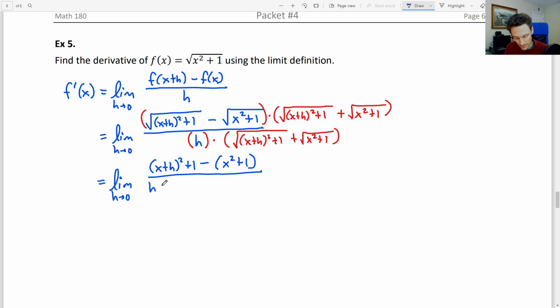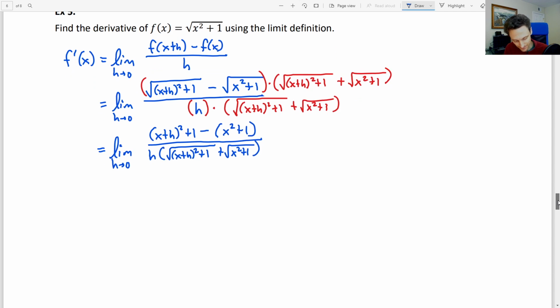Now on the bottom, we're going to leave everything factored. In fact, I'm not even going to bother to expand out the x plus h squared. Later, we're going to be plugging in h equals 0. If everything goes right, we're going to plug in h equals 0, and it will go right. And so there's not really a need to expand this out at this point.